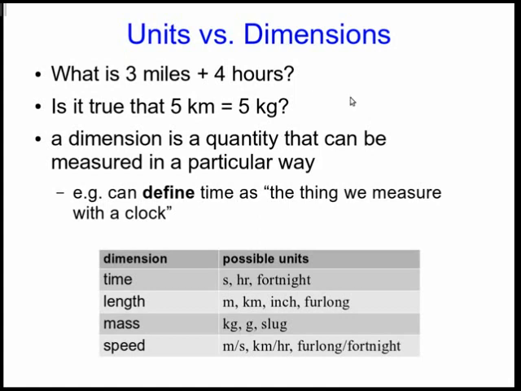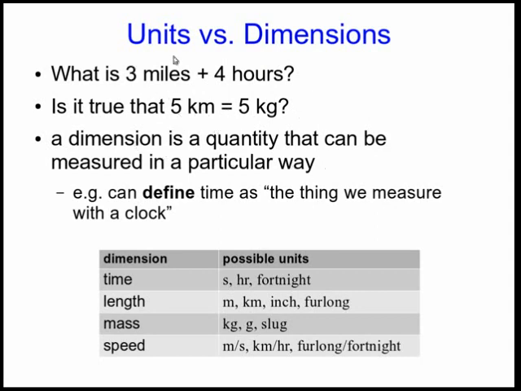So there's a difference between what we mean by units and what we mean by dimensions. And to illustrate it, let me just start off by asking these 2 questions. What's 3 miles plus 4 hours? And is it true that 5 kilometers equals 5 kilograms? Well, I hope you see that these are both total nonsense. You can't add distances and times. You can't equate masses and distances.